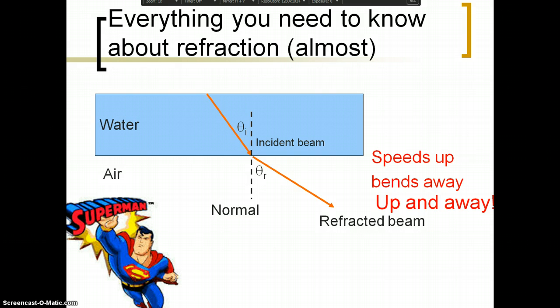So why do I have Superman? Because Superman would say, up, up, and away! And so that's a way for you to remember. If you speed up, it bends away. If it slows down, it bends towards.